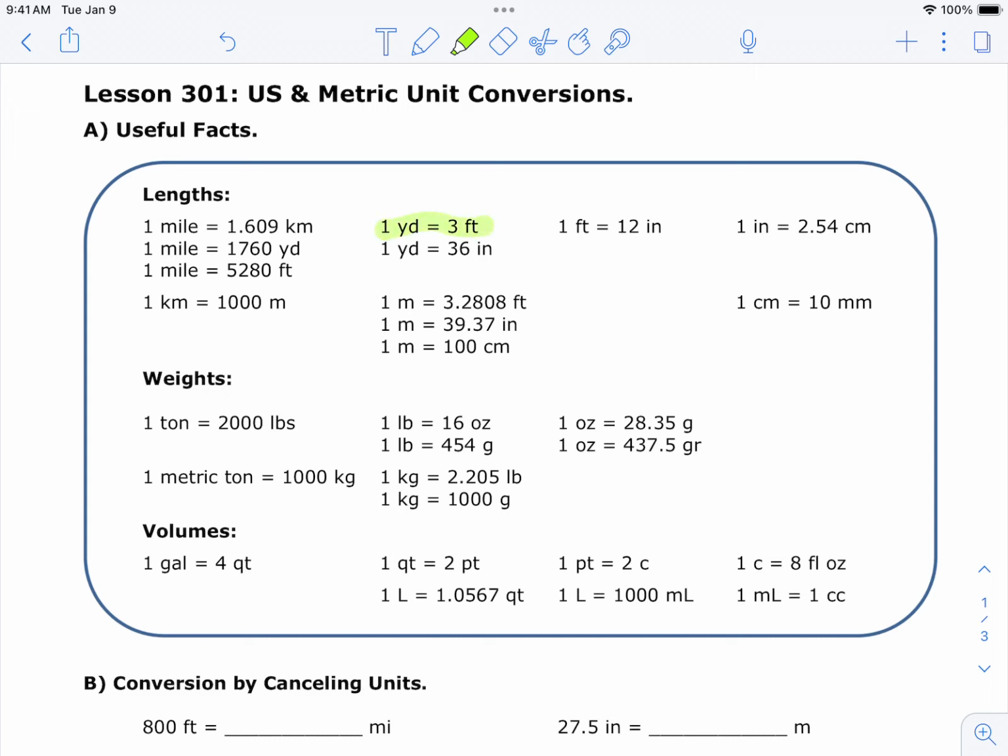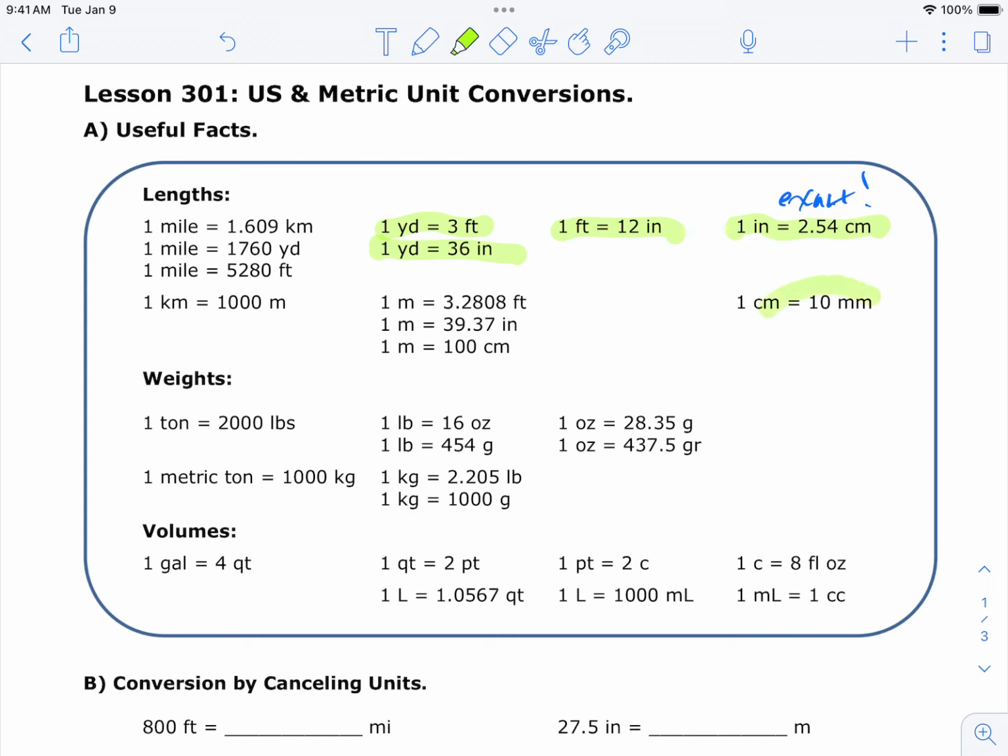1 yard is 3 foot. Did you know that? A foot is 12 inches. Did you know that? And a yard has 36 inches. That's a 3 times 12, by the way. This one, some people know this. 1 inch is 2.54 centimeters. The nice thing about that 2.54 is it is not rounded off. That is exact. In fact, that's how they define the inch. The inch is defined as 2.54 centimeters.